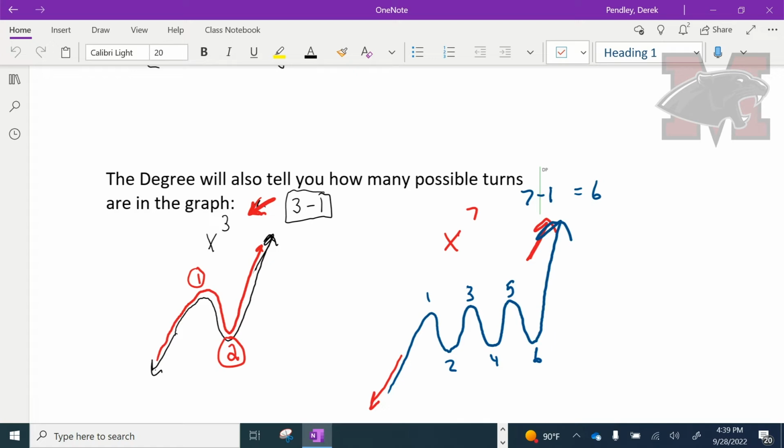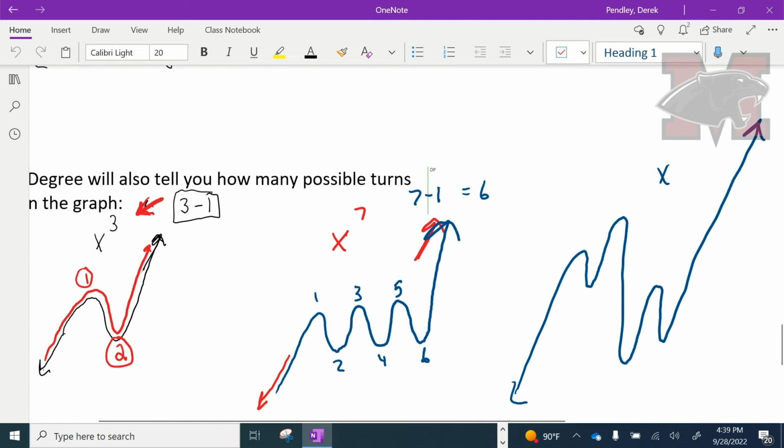Now they can look all kinds of different. I'll give you an example. One turn can be bigger than the other, like that. You can have an x to the 7th graph look like this. It doesn't have to be an even number of ups and downs on distance, but the number of turns that can happen are limited based on the degree. And the most you can have is the degree minus 1.